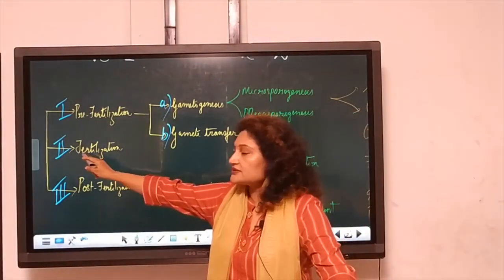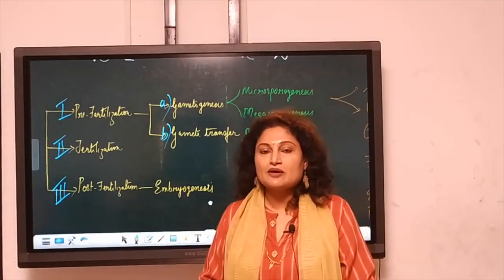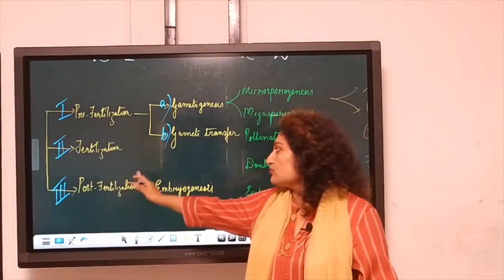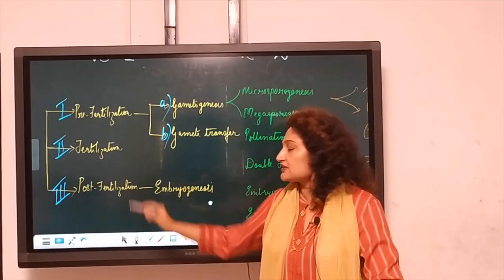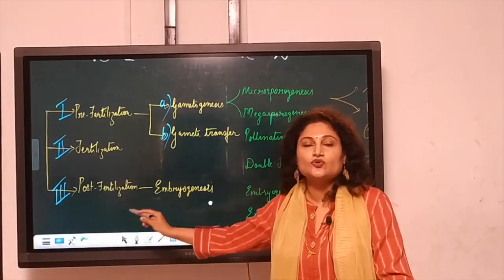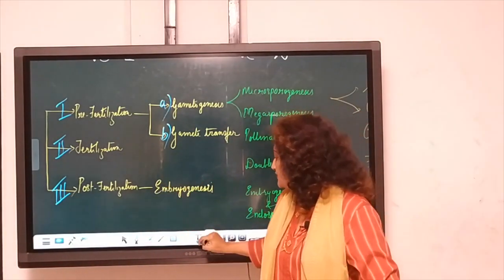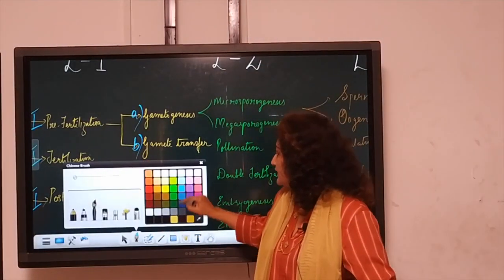Now, the second event is fertilization. As we all know, it's a universal rule. The male gamete fuses with the female gamete to form the zygote. And post-fertilization, the third event, involves embryogenesis. That is, the zygote becomes the embryo. This is all in the first chapter, the general outline.